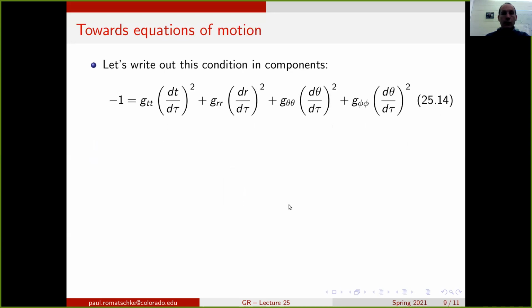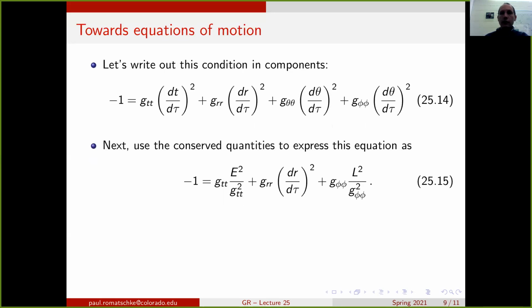So we can use these conserved quantities, which come from the Killing vectors of Schwarzschild, to plug into this equation. If we make these replacements, we find that this condition becomes -1 is g_tt, and this thing here is E² over g_tt², g_rr (dr/dτ)². I've not modified this one. The dθ/dτ I've set to 0, and dφ/dτ, again note the typo, should be phi here, is related to L, so we have replaced this by L² over g_φφ².